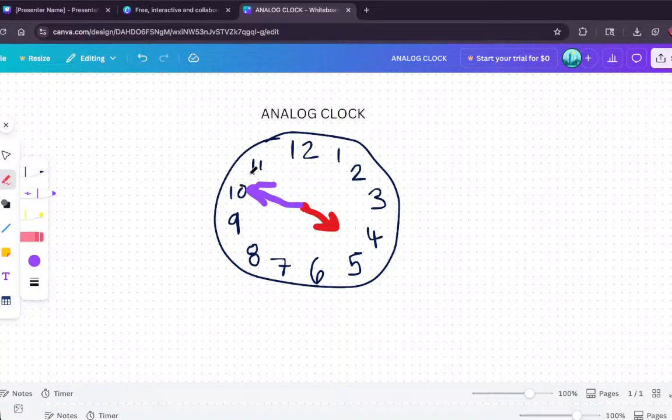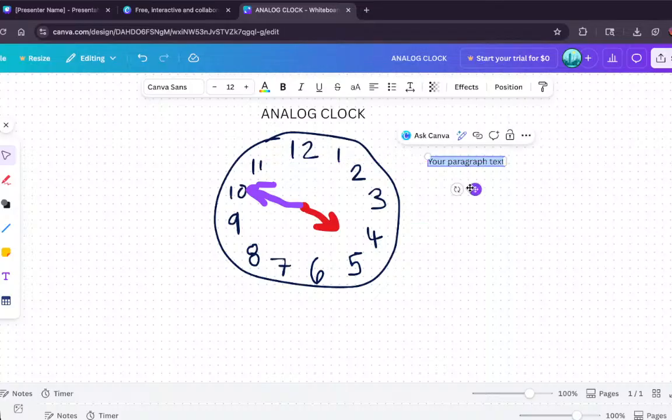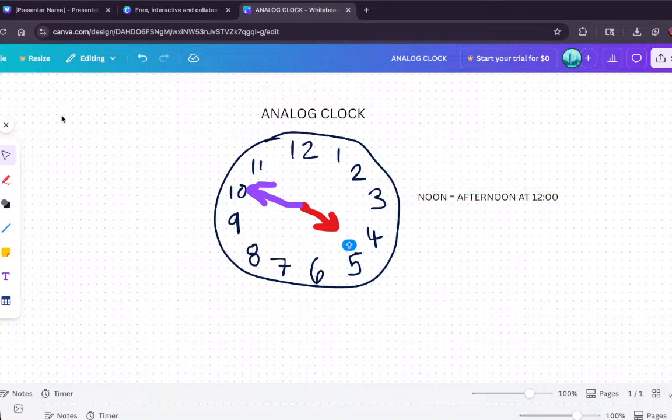This way of describing time is very common in everyday conversation. Sometimes you might hear someone say 10 minutes to 3, 5 minutes till noon. Noon means, let me write this, this is also important. Noon means the afternoon at 12. This is what noon means. Write this down, that way you will not forget.